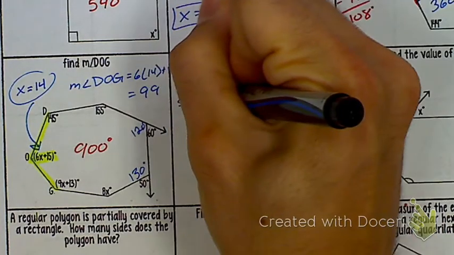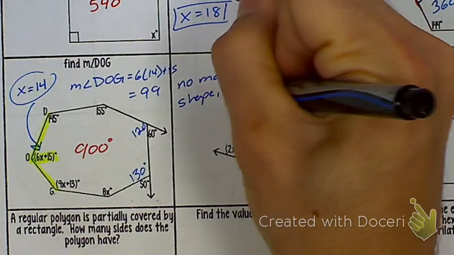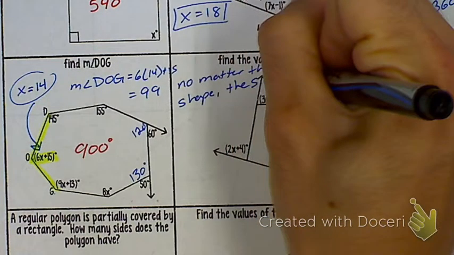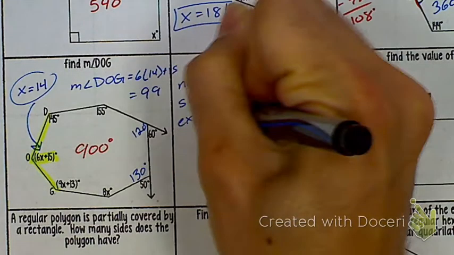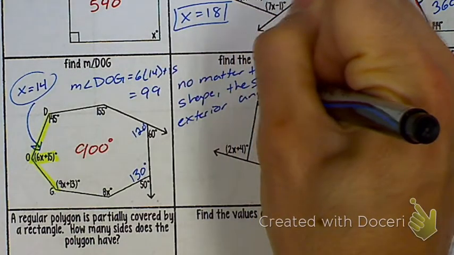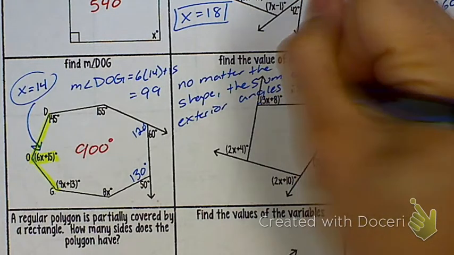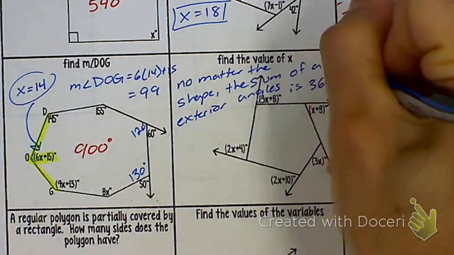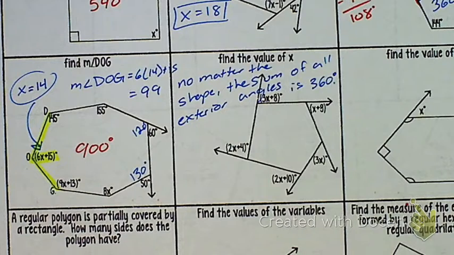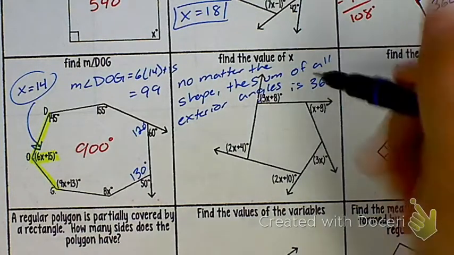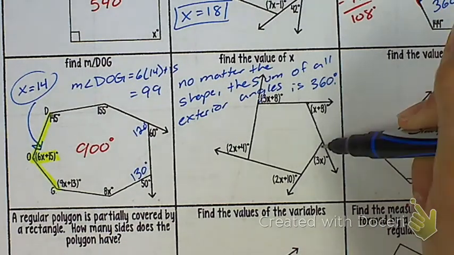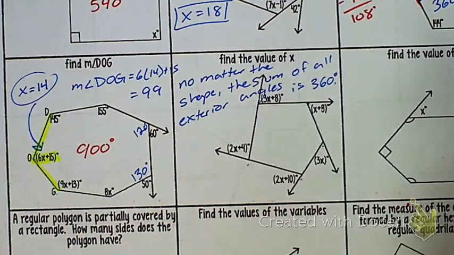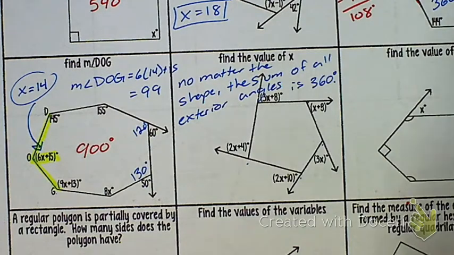So no matter the shape, the sum of all exterior angles is 360. But keep in mind, that's if each shape only has one exterior angle per vertex, such as there's one here, here, here, here, and here. If you had two coming out, you could mess it up.